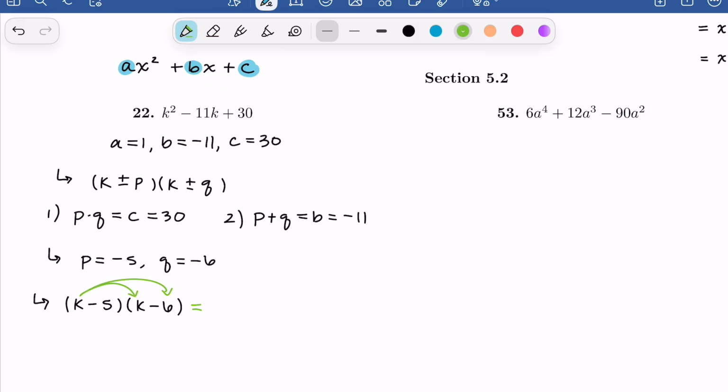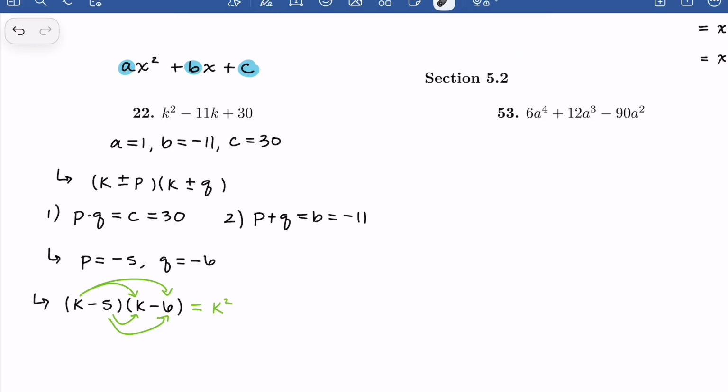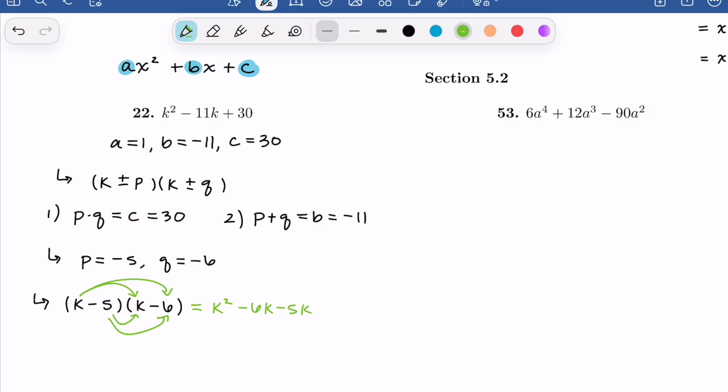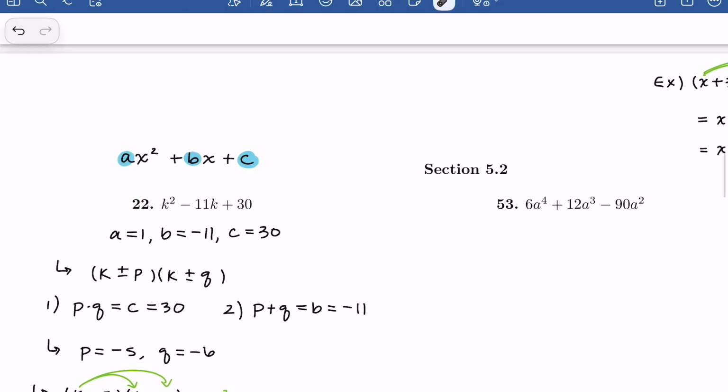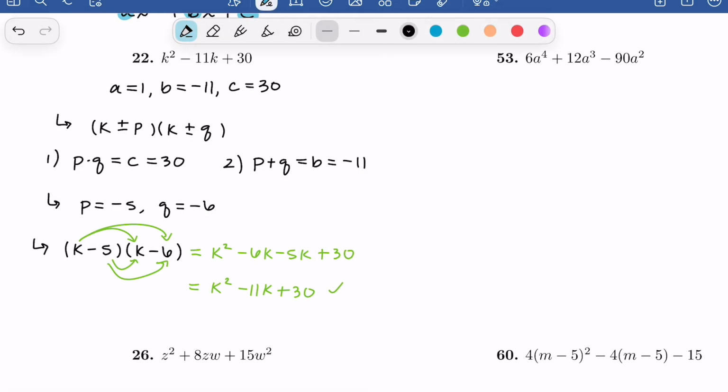So let's FOIL this guy. Our first term is going to be k squared, which is what we anticipated, which is why we set it up like this in the first place. Then our second term is going to be minus 6k and then minus 5k. Then our last term is going to be negative 5 times negative 6, which gives us a positive 30. Combining like terms here, we're going to get minus 11k plus 30, which is the original polynomial expression that we started with. So this tells us that this is correct. This is going to be our final answer.